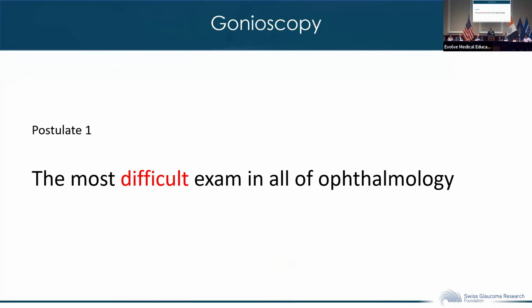I'm going to make three postulates when it comes to gonioscopy. The first one is that it's probably the most difficult exam in all of ophthalmology to perform. We can debate that later if you like, but this is my understanding.